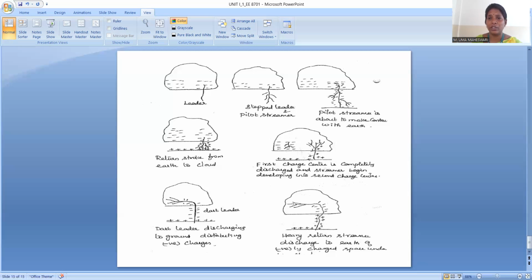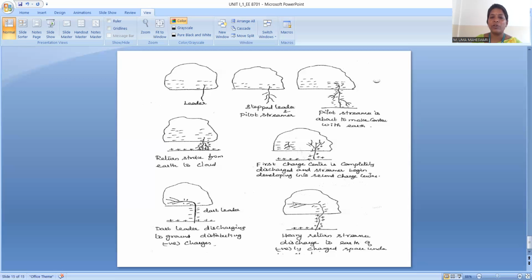The duration of the return stroke may be from a few microseconds to 100 microseconds or more, and it neutralizes the charge centers in the cloud during this period. You can see the charge in the cloud is neutralized by the positive charges of the return streamer. This return stroke is very fast and is responsible for the low voltages. The first charge center is completely discharged and the streamer begins developing in the second charge center.